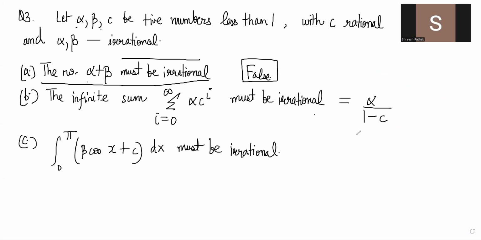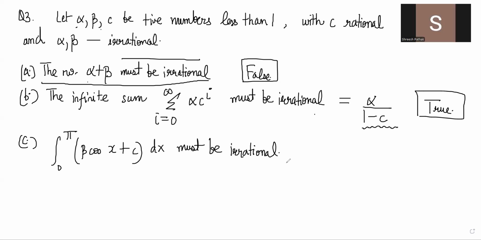So 1 minus C must be rational. Okay, so irrational by rational, I think, should be irrational.